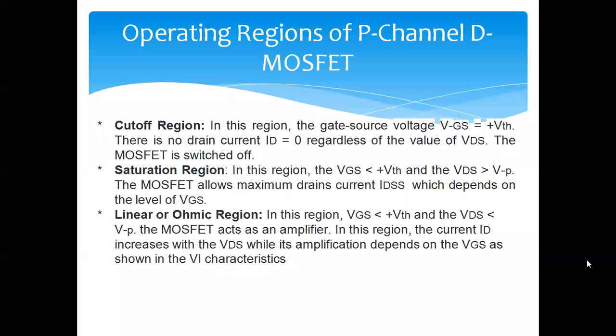In this region, the current ID also starts increasing depending upon your VDS value, and the amplification depends upon the VGS, how much voltage you have applied on the VGS. So this is about the P channel depletion MOSFET. These are the operating principles of the P channel depletion type MOSFET.